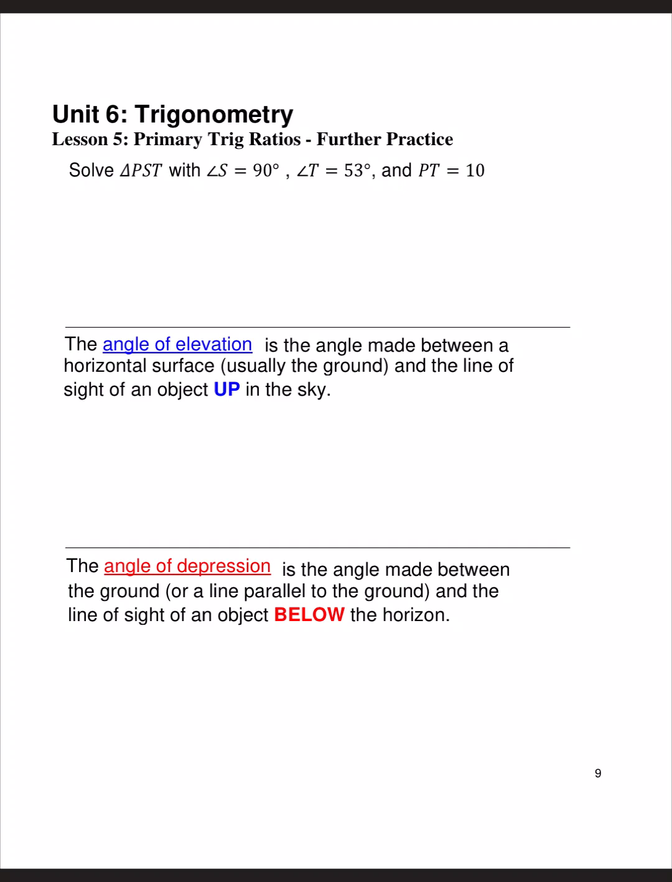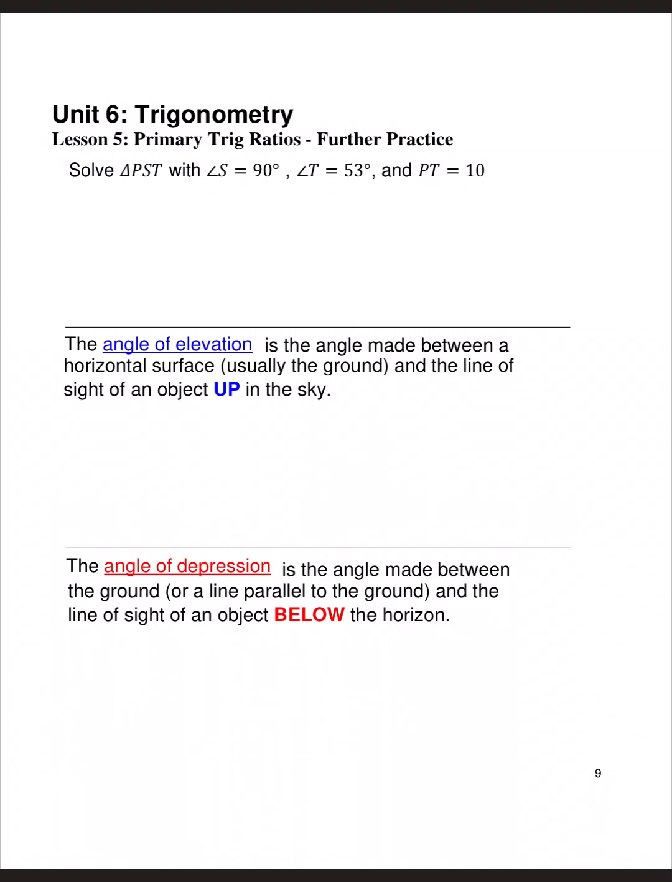Hello everyone, today we're looking at Unit 6, Lesson 5, Primary Trig Ratios, Further Practice. So we're going to focus in on this idea of angle of elevation and angle of depression today. But before we chat about that, let's review how we solve a triangle when you're given some information.